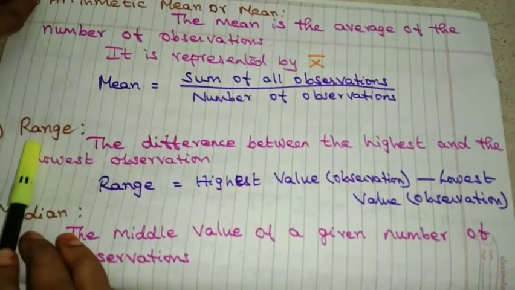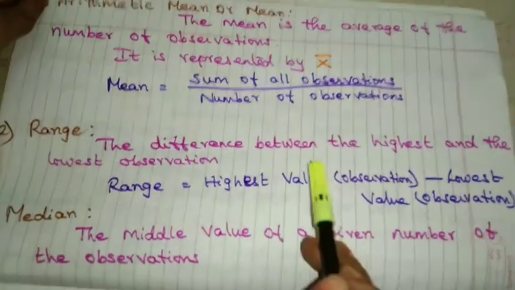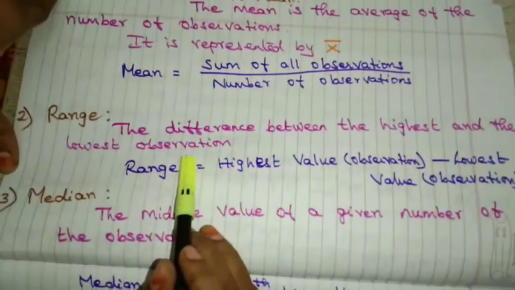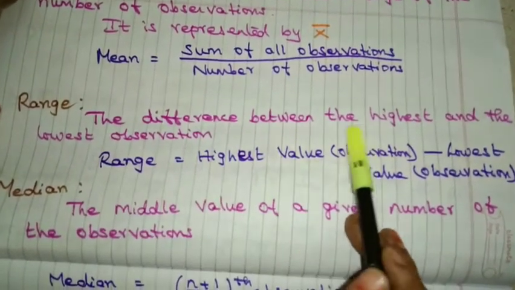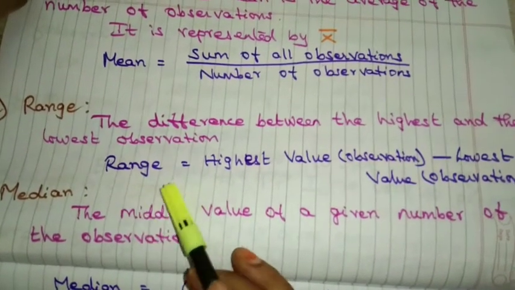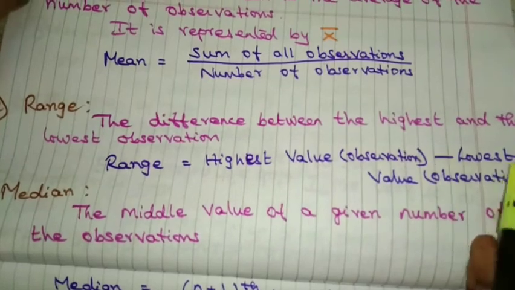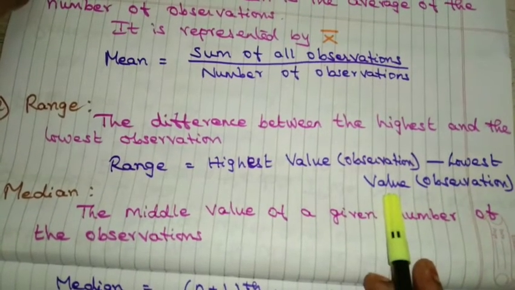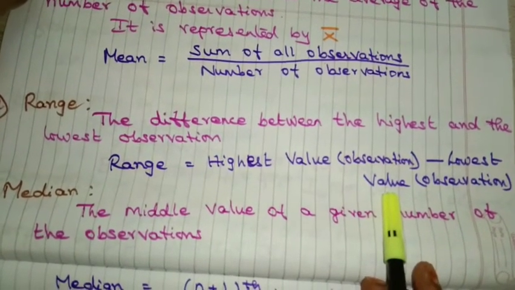Next comes the range. Range is nothing but the highest value minus lowest value. The difference between the highest and the lowest observation. So range is equal to highest value minus lowest value. This is the formula for range.